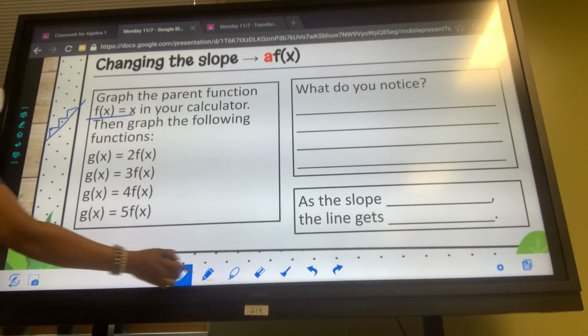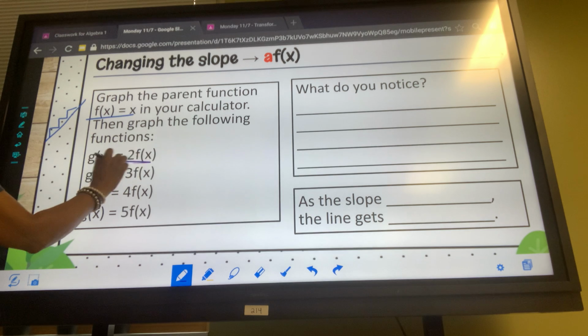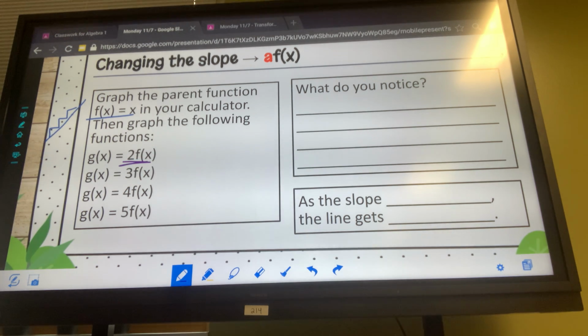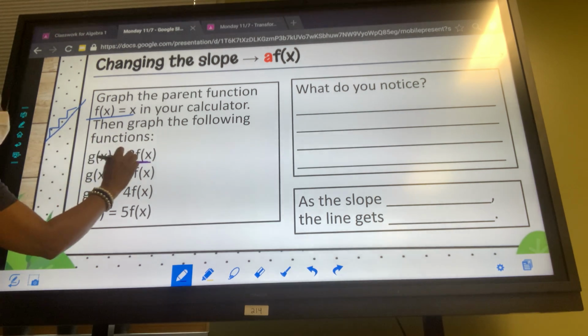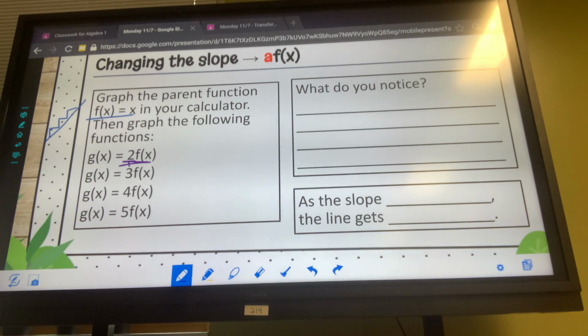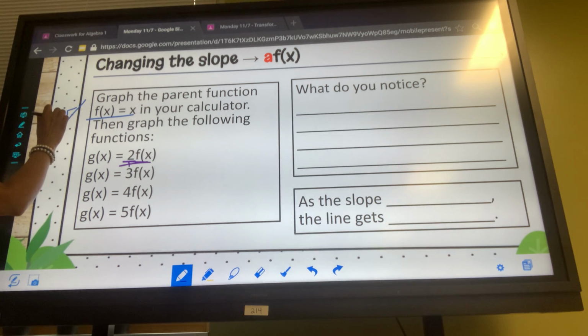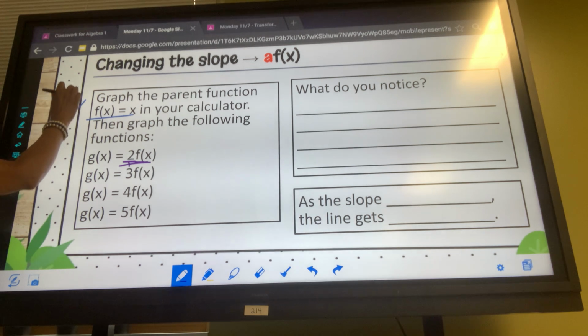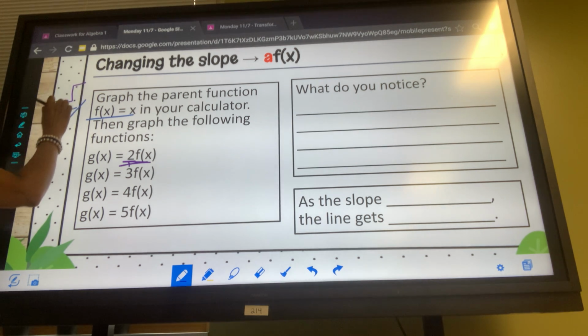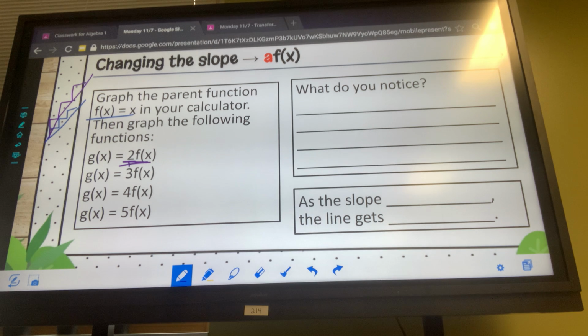Now, when I go to this one right here, if I graph it, it has a slope of 2. We put that as 2 over 1, so it rises 2, runs 1. It's going to rise 2, run 1, rise 2, run 1, rise 2, run 1. What do you notice about that line compared to this one? It's bigger. It's longer. Now, you should have learned that slope.